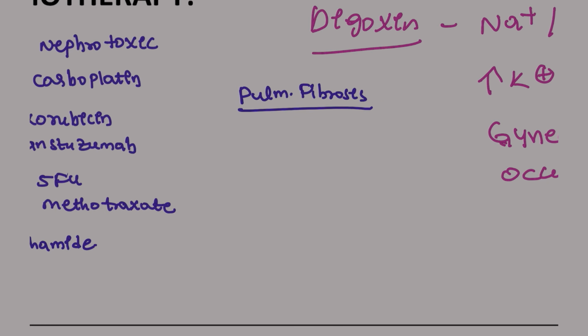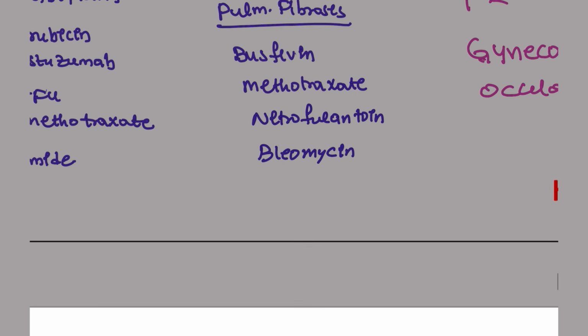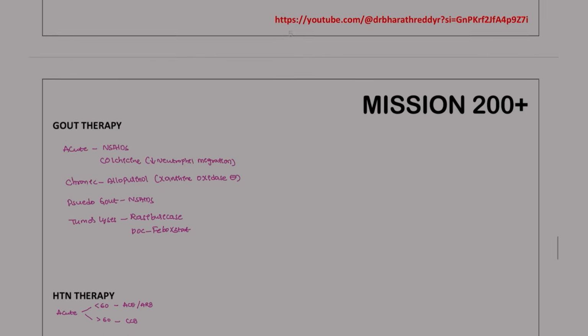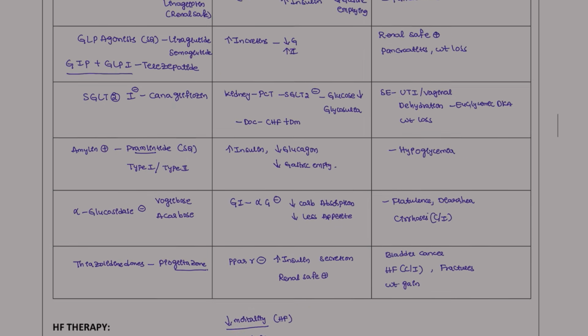Next, pulmonary fibrosis. You can remember it like this: busulfan, methotrexate, nitrofurantoin, bleomycin. Sorry about the spellings, guys. These are the drugs that are associated with pulmonary fibrosis. So just remember, watch that video also and watch this video. Please practice this again and again so that you will remember it for a long time.